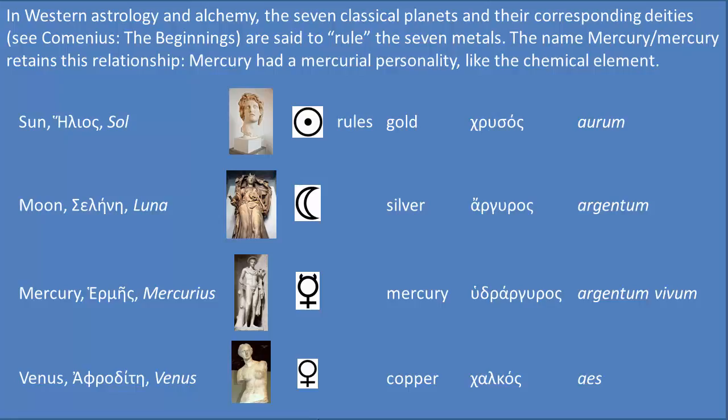In Western astrology and alchemy, the 7 classical planets and their corresponding deities, see Comenius the Beginnings, are said to rule the 7 metals. The name Mercury retains this relationship. Mercury had a mercurial personality like the chemical element.